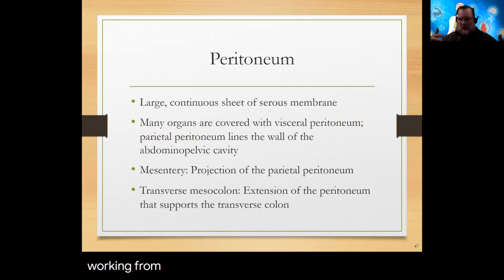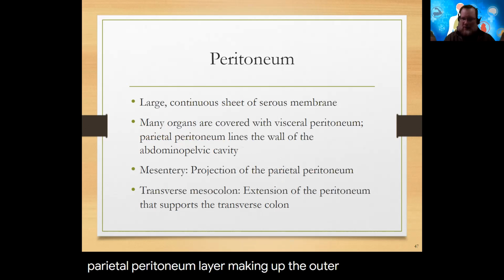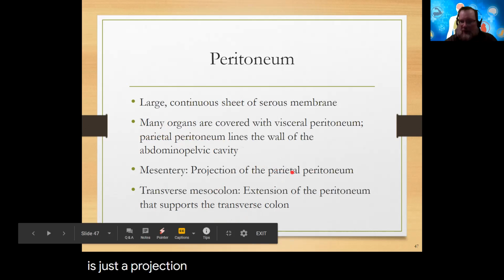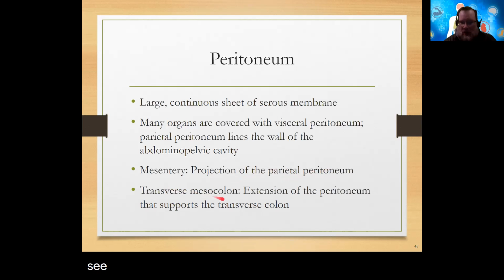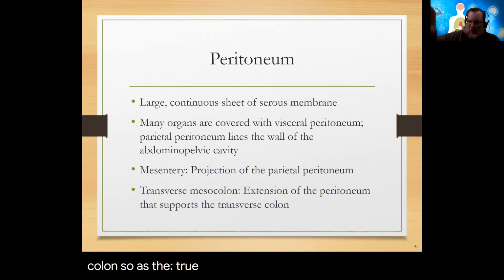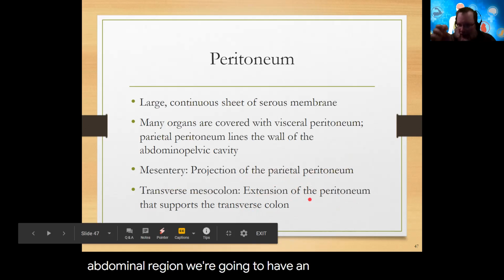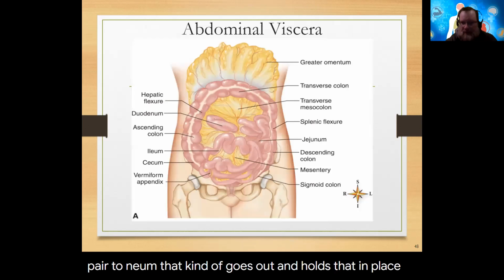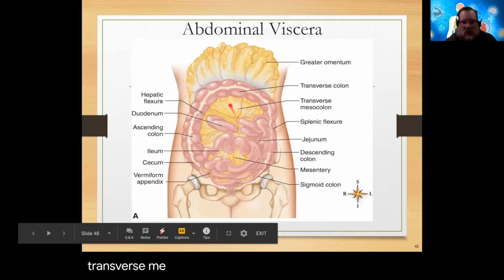Working from superficial to deep, you've got your skin, then your fat, then your abdominal muscles, and then we get into some fascia, and now we're going to see that parietal peritoneum layer making up the outer aspect of your abdominal pelvic cavity. And mesentery is just a projection of that parietal peritoneum. Then we'll see what's called the transverse mesocolon. That's an extension of the peritoneum that supports the transverse colon. So as the colon goes transverse across the abdominal region, we have an extension of the peritoneum that goes out and holds that in place. The transverse mesocolon, they call it.